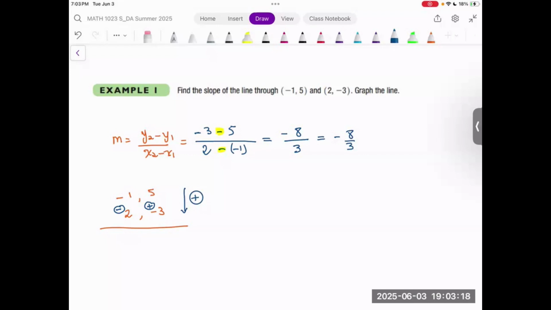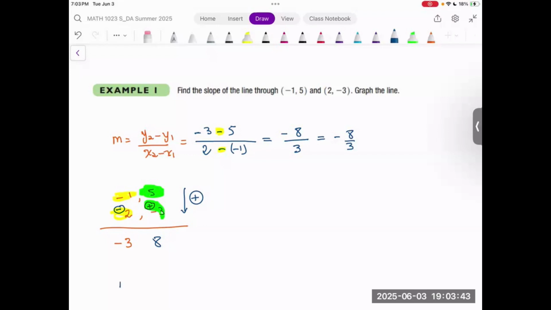So what I see: minus 1, minus 2. What is minus 1 and minus 2? Minus 3, right? And what else I see here as well? On the next one, positive 5 and positive 3. What is positive 5 and positive 3? 8.